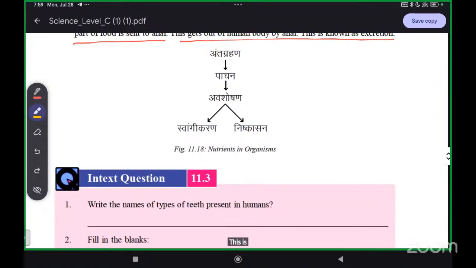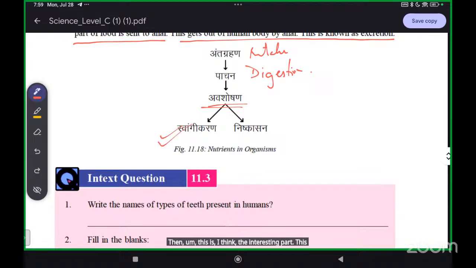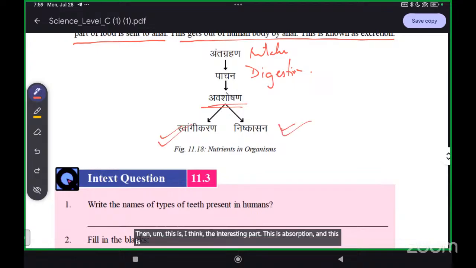This is like intake, digestion. Then this is, I think, the intestine part. This is absorption and this is excretion. Okay.